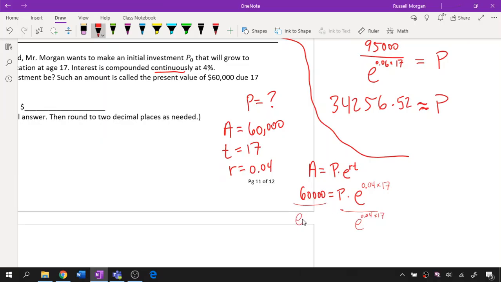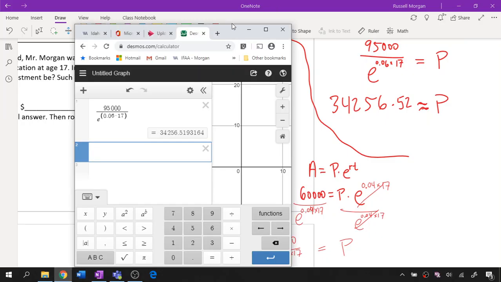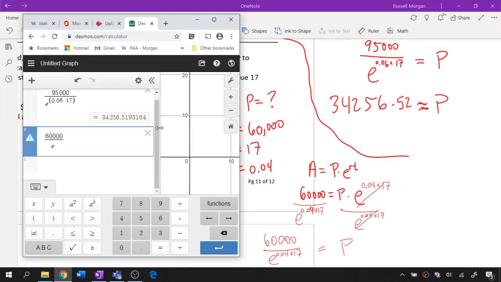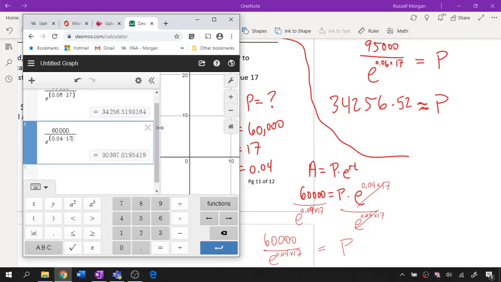And then divide both sides. That's a 4 there. And then the P is going to equal that 60,000 divided by e to the 0.04 times 17. Of course, I have no idea what that is. I'm just going to grab a calculator and go 60,000 divided by e to the, and I remember last time I need to do parentheses here or else it accidentally jumps out when I do my multiplication, and I don't want it to jump out. I want it to be just like that.